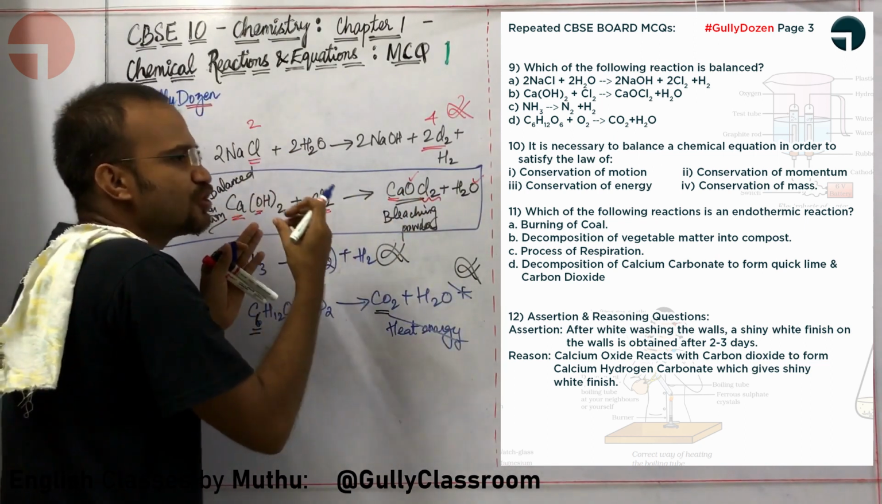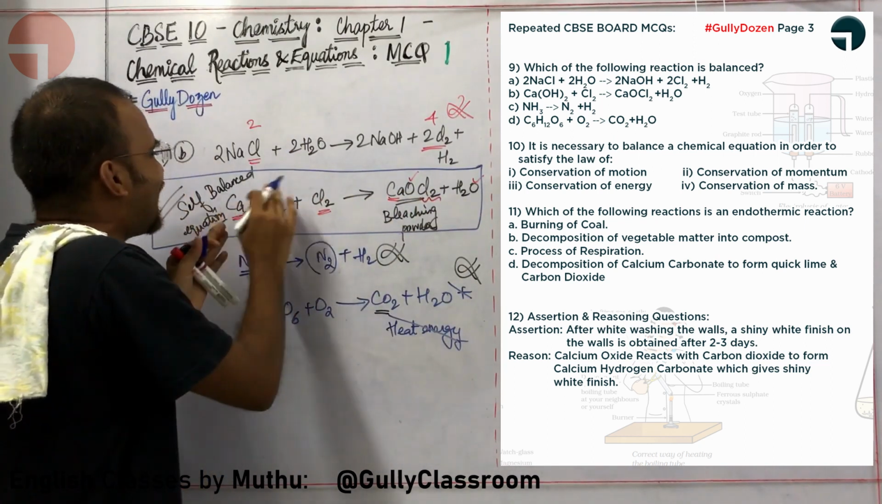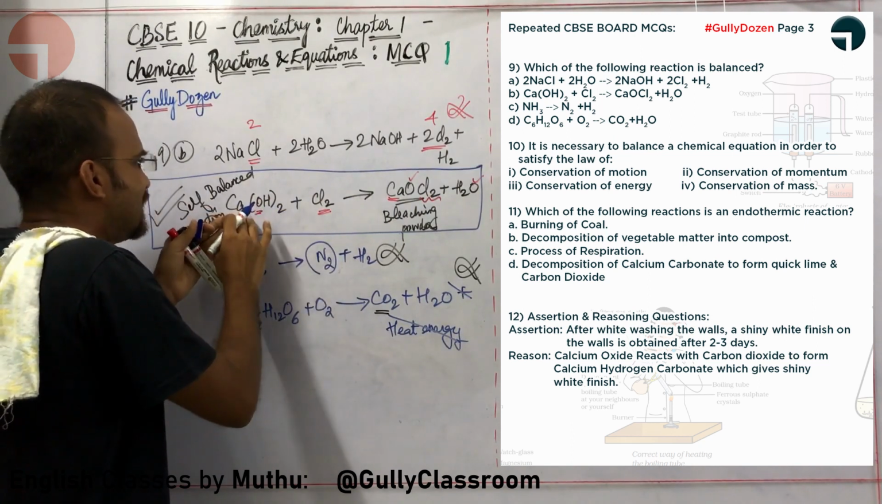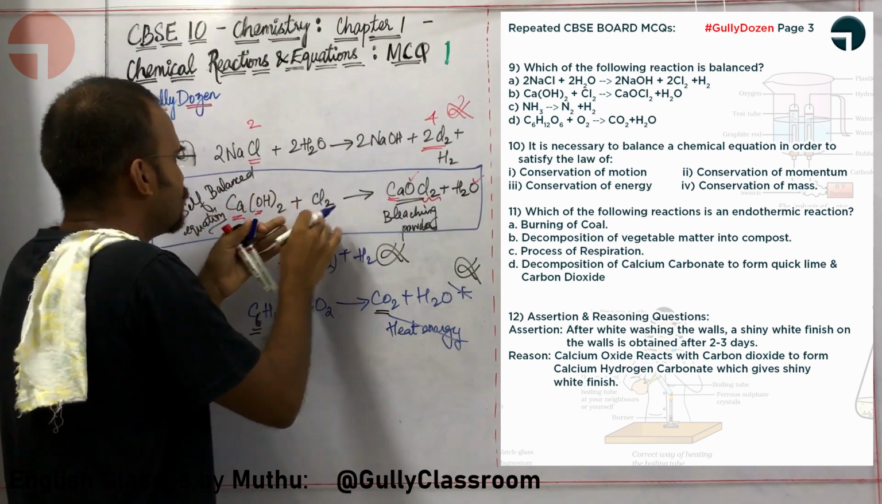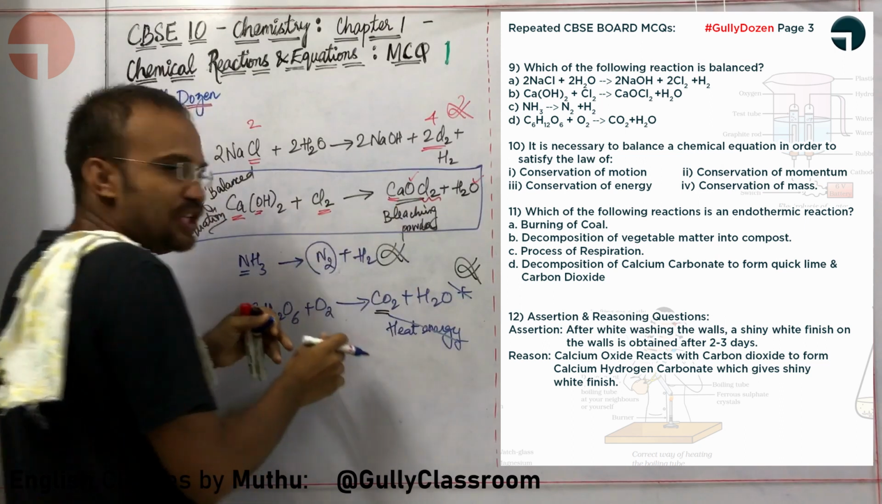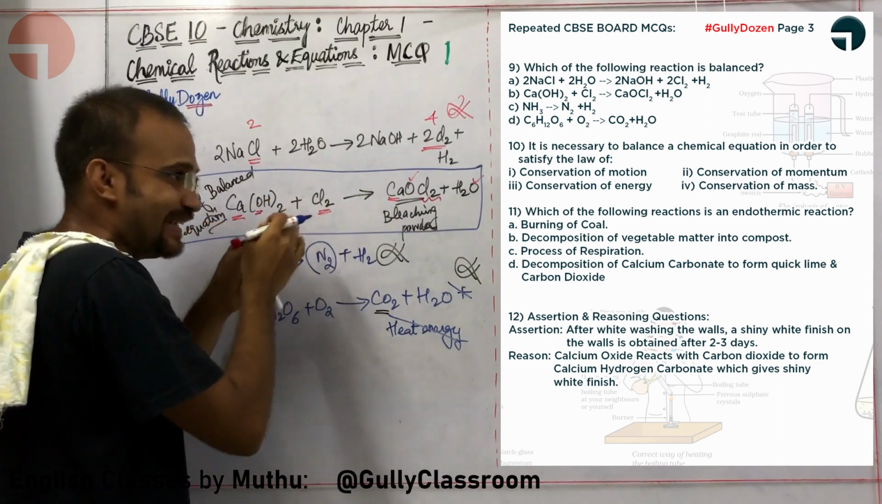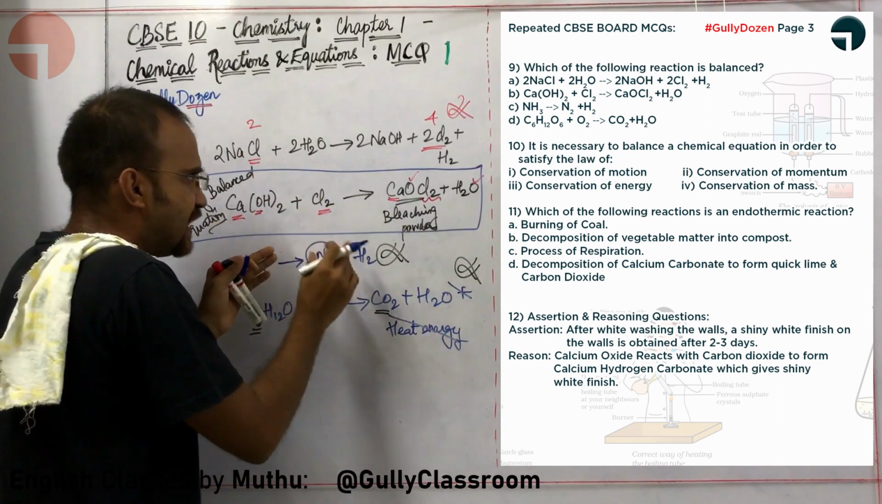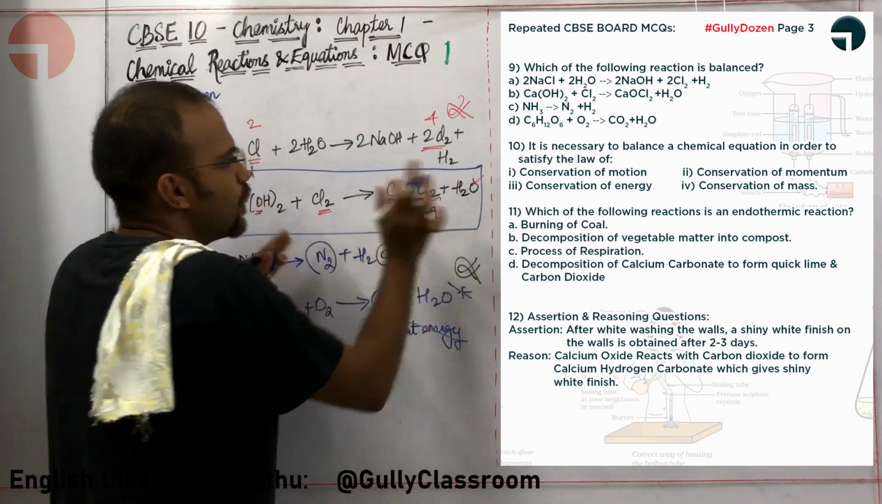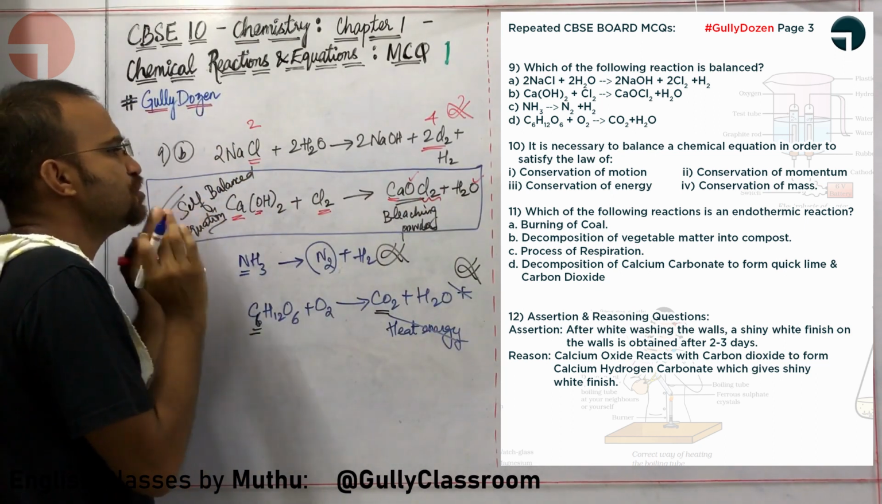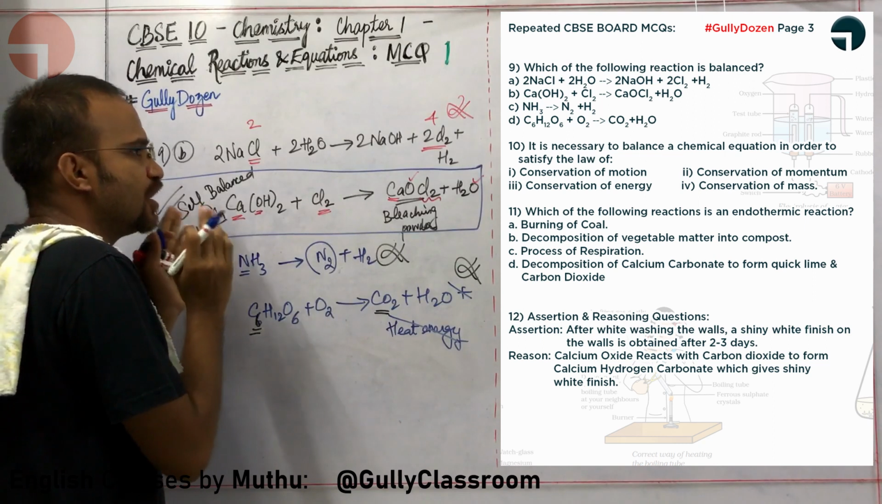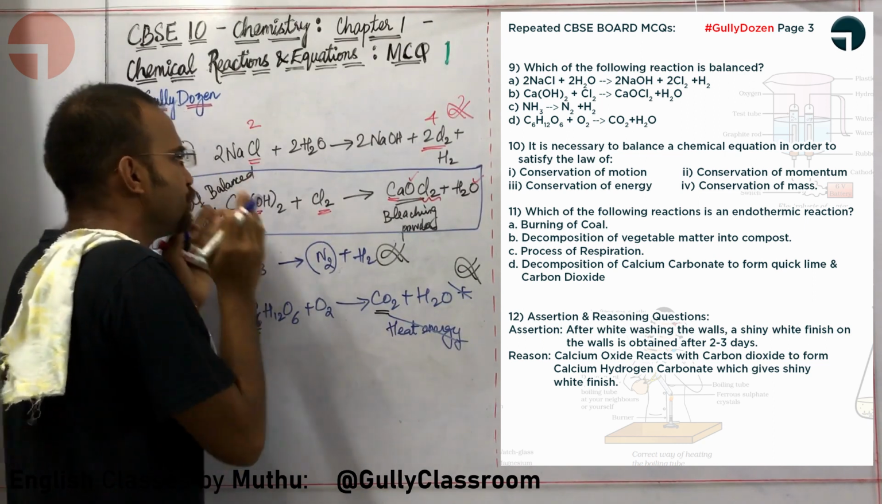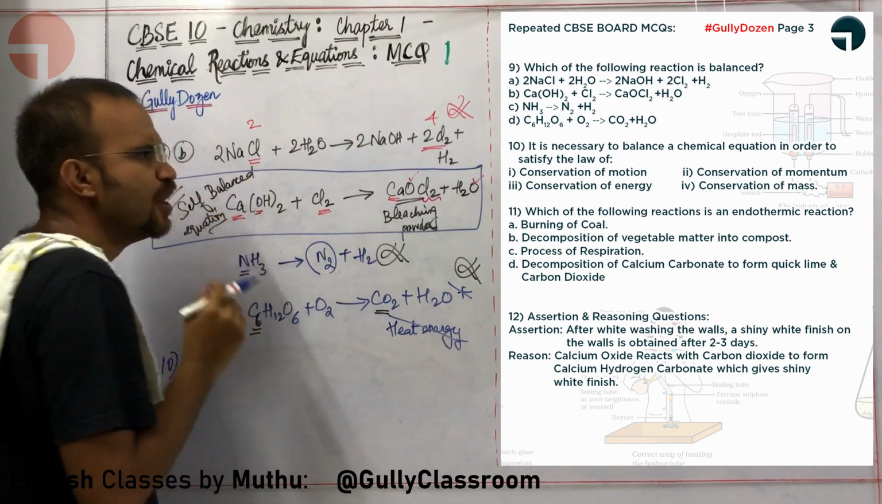Nothing is actually created. The atoms are rearranged. Ca is literally taking Cl2 along with oxygen in order to form bleaching powder. The atoms are getting rearranged such that we are getting different molecules. So nothing new is being created. What law does this follow? This follows the law of conservation of mass. Why, sir?